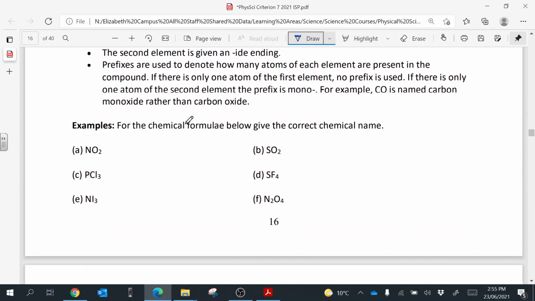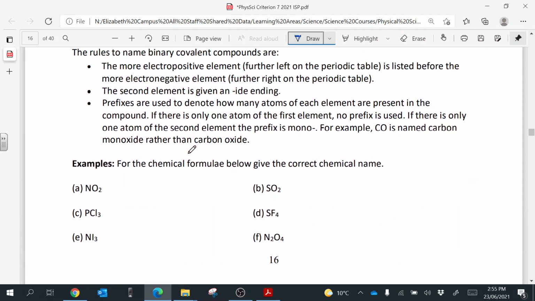So I spoke a little bit about that before. Let's just have a quick look at some examples. For the chemical formula below, give the correct chemical name. Nitrogen is the first element here. So nitrogen is N, and there's two oxygens, so it's dioxide. We don't need to worry because the first element only had one. We didn't have to put mononitrogen dioxide. It's just nitrogen dioxide. B, there's sulfur. Similar again, sulfur dioxide.